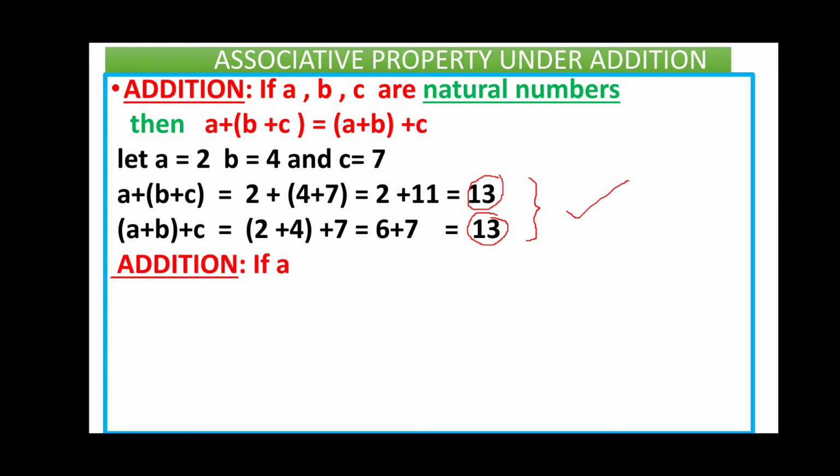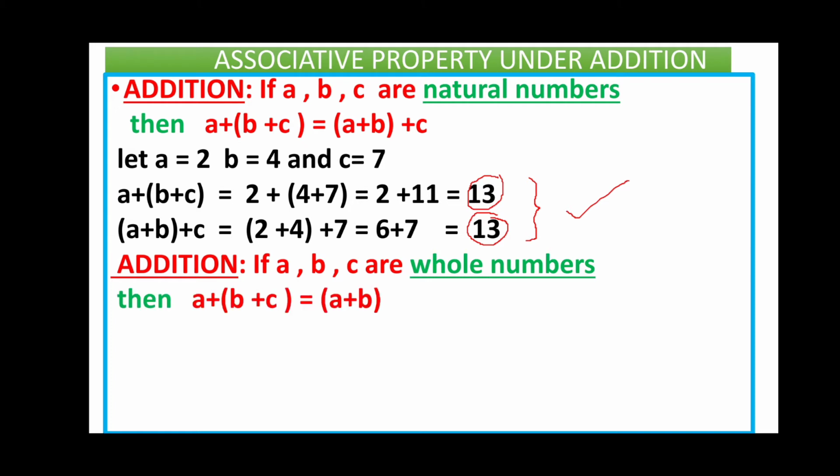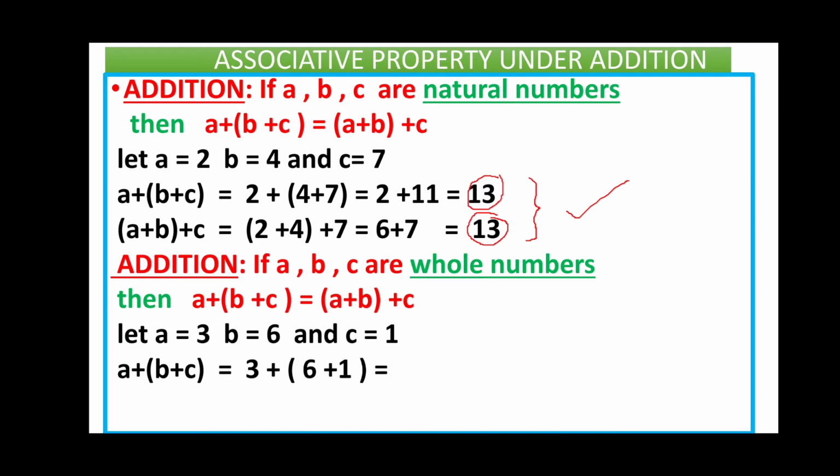Now, we have to check the addition for the whole numbers. Let us check now. Here also the same formula is applicable. If A, B, C are whole numbers, then (A + B) + C = A + (B + C). Here I am taking A as 3, B as 6 and C as 1. It's your choice to take your own examples. So now let us substitute these values in A + (B + C). So after substituting we got 10.